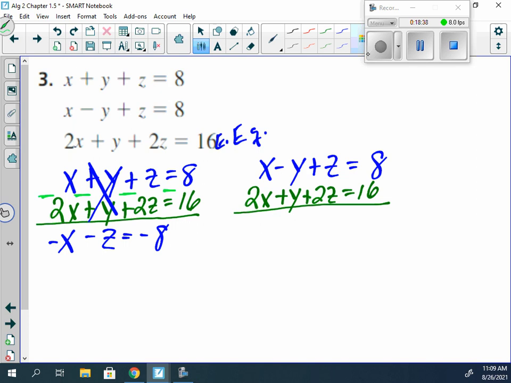What about this one over here? What would we do? Signs in front of y are opposite, so we would add these together. x plus 2x is 3x. Negative y plus y is 0. 1 minus 1 is 0. 2z plus z is plus 3z is equal to 8 plus 16 would be 24.